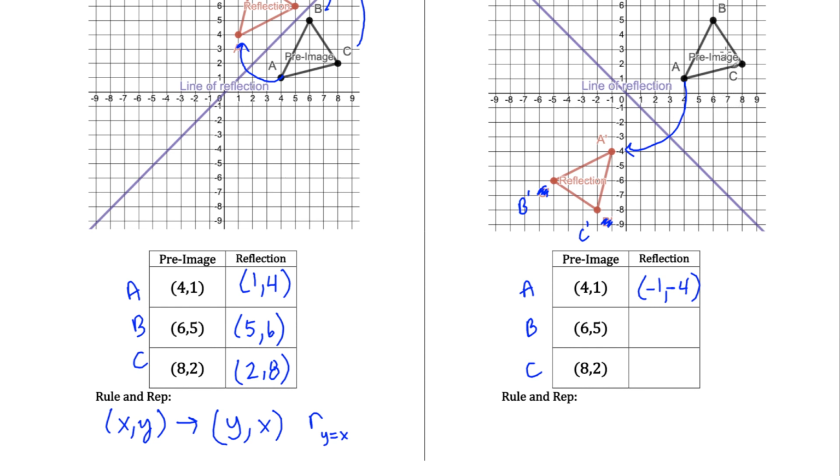6, 5. I guess I'll do it like this. Flipped over and became -5, -6. And C flipped over the line, went from 8, 2 to -2, -8.